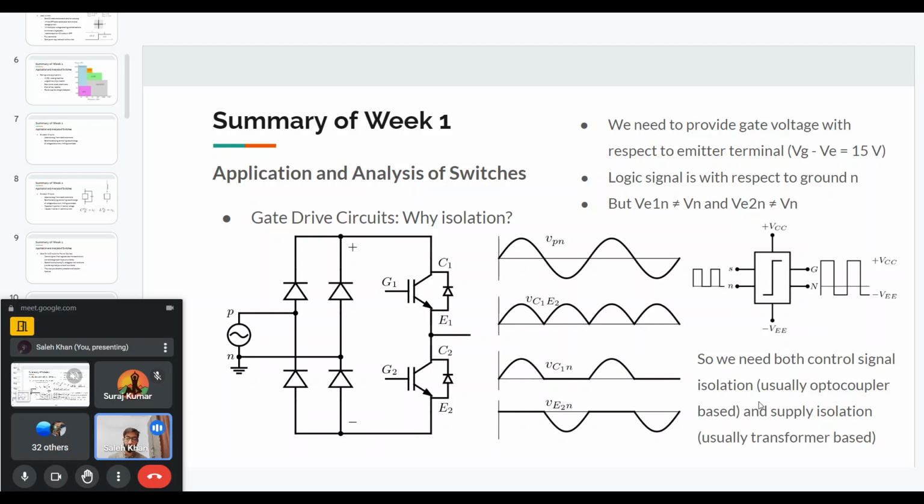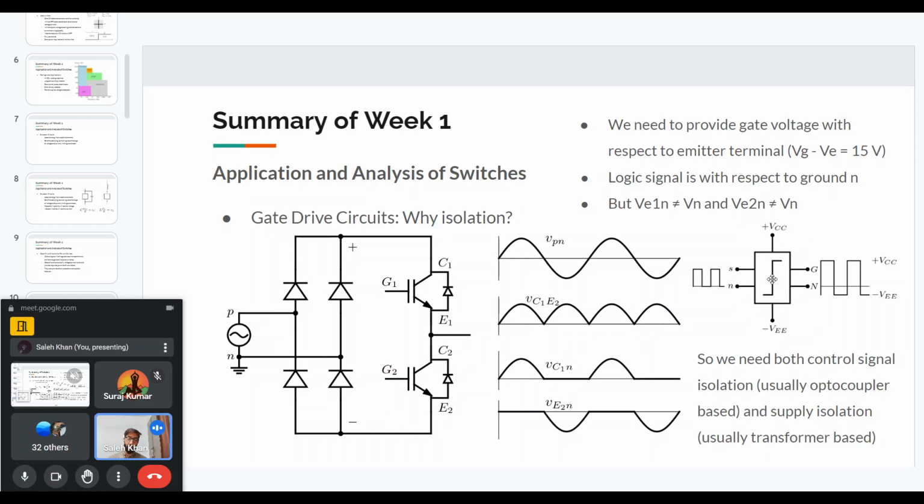The logic signals that we will have will be with respect to this N terminal. The gate driver control signals will be with respect to the ground of the supply, so it will be 0, or sometimes 3 volts. But in order to drive the IGBTs, we need the gate driver voltage to be with respect to the emitter, which is not the same as the neutral, the ground of the supply. So that is why we will need the supply.